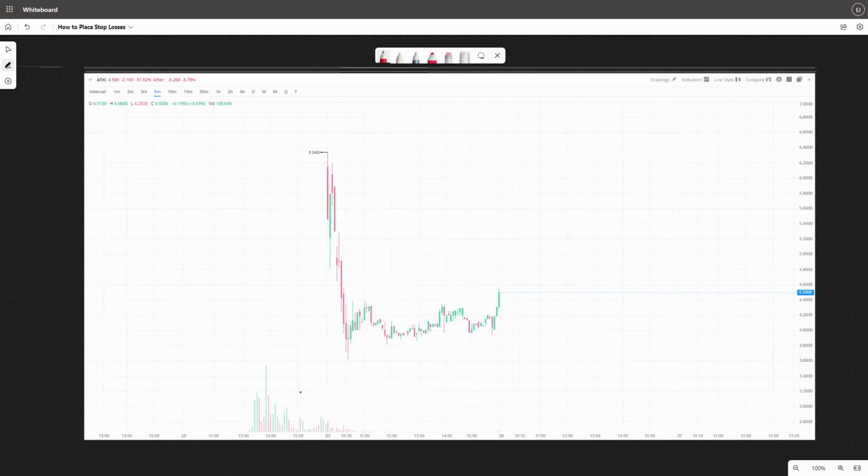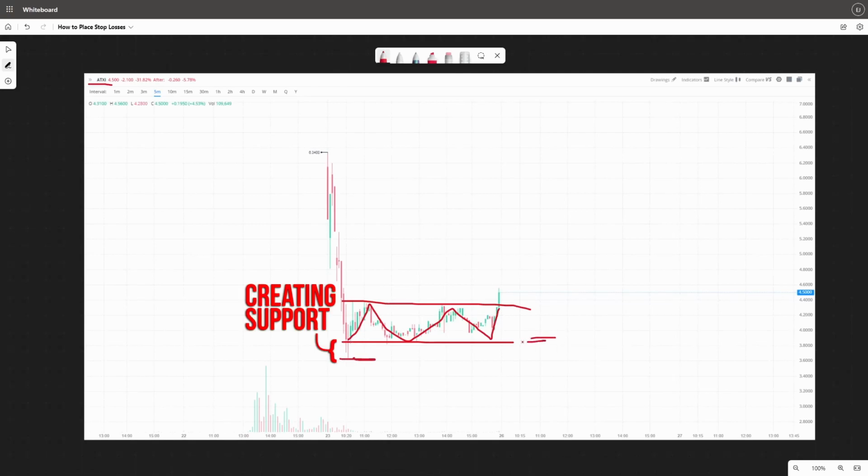Now here I have a 5-minute chart of ATXI, and you can see that ATXI is consolidating down here in this range. You can see it bouncing up and down, and it's starting to create a support at this 3.6 to 3.8 level right here. And in this case, you want to get your entry as close as you can to here every time it bounced, or if it dips back to 3.6, you'd want to put that there as well.